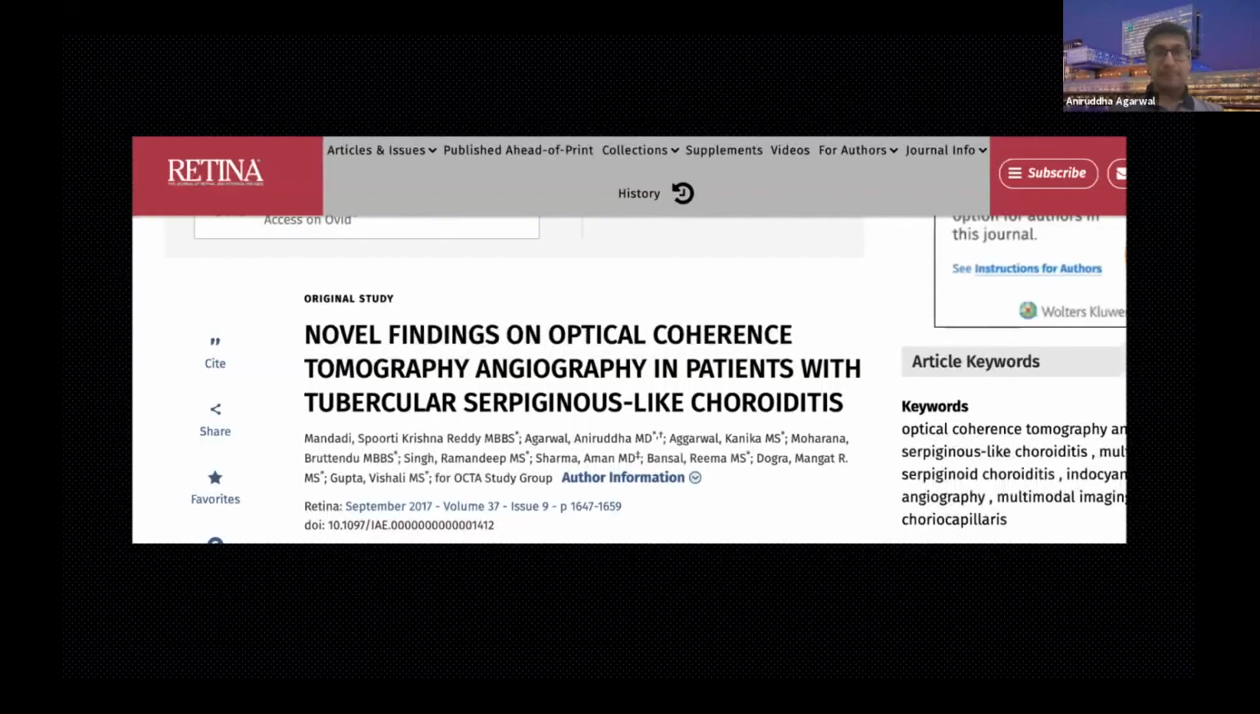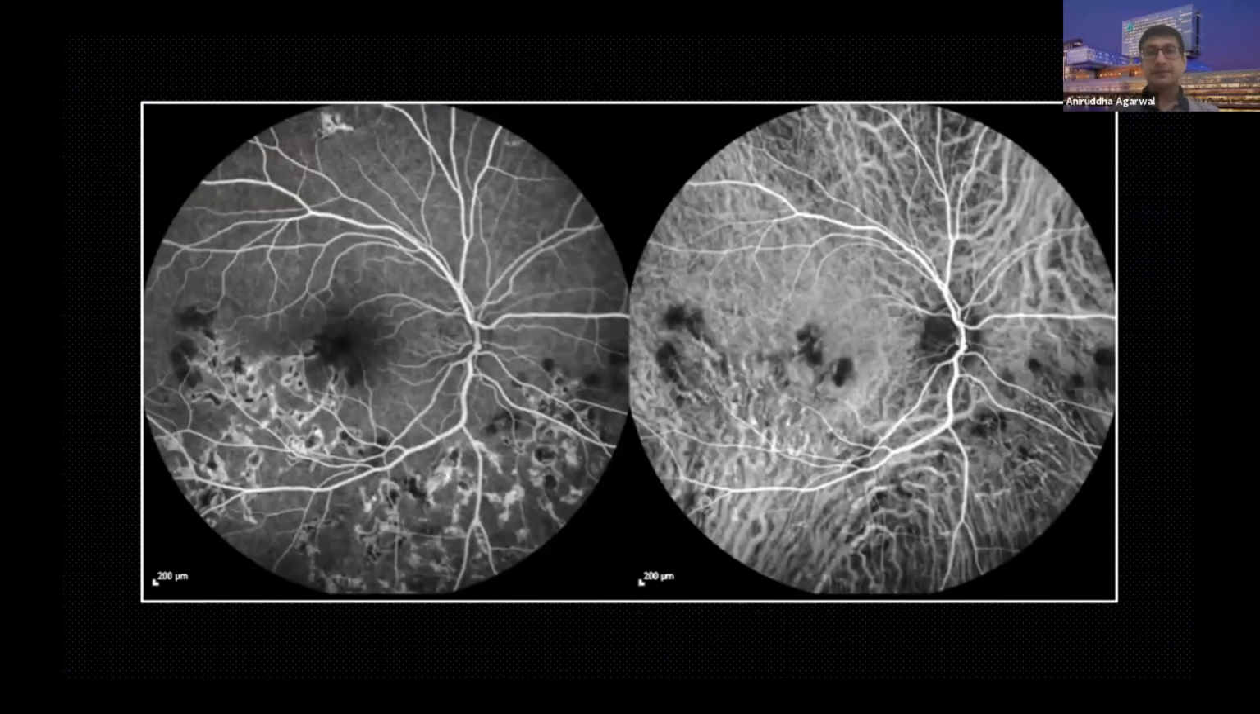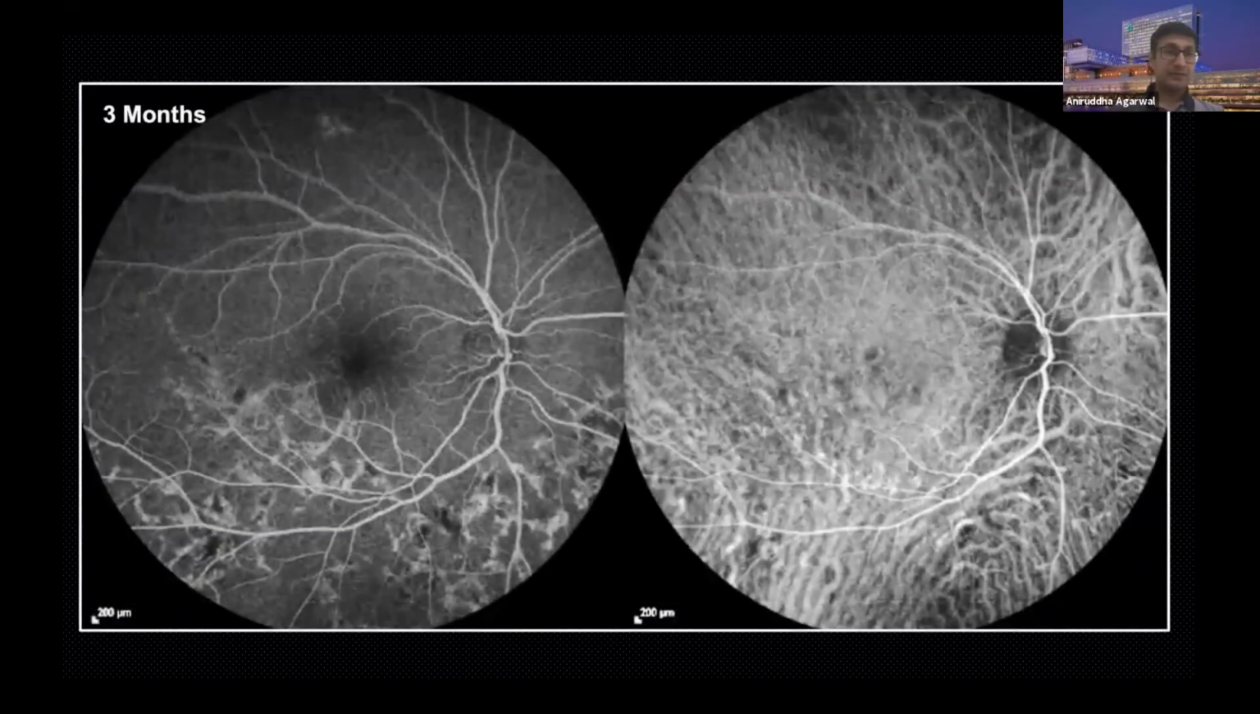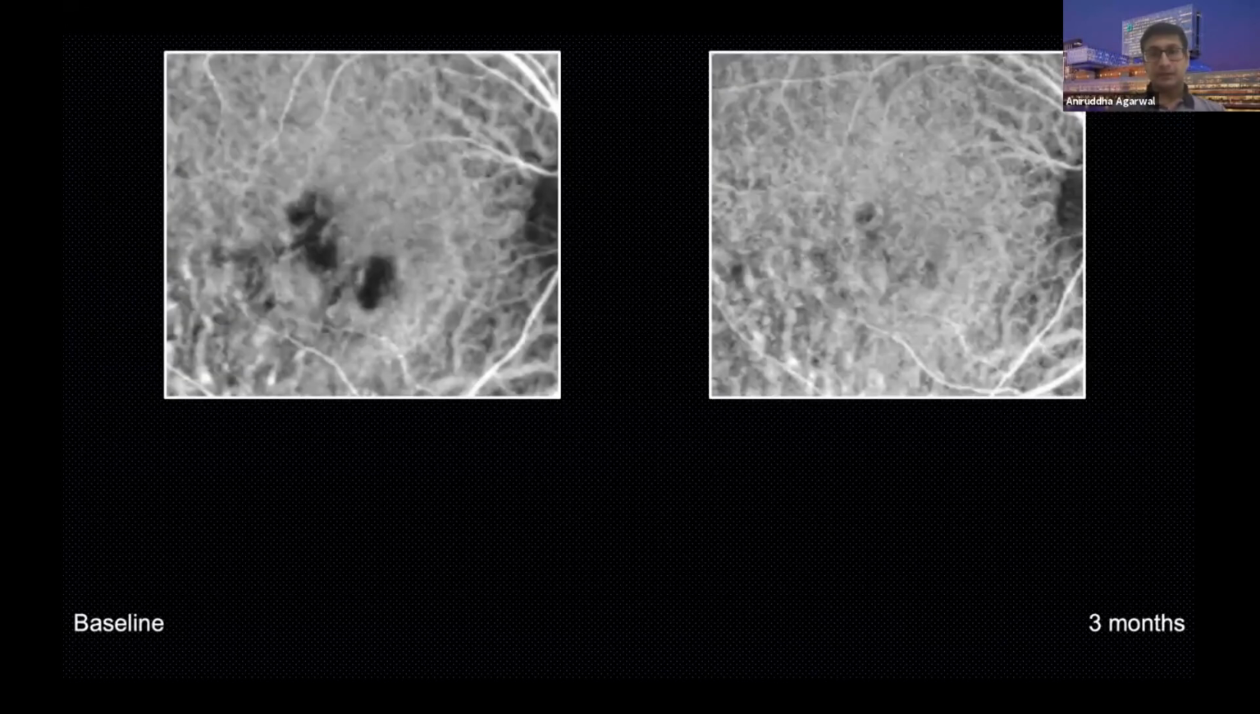These findings were published by our group in 2017, and subsequently we moved forward to following up these patients and obtaining the images at 3 months. And we can see that the indocyanine green at 3 months shows just a very minimum disturbance of the choriocapillaris in the center. This is the comparison of the ICG.